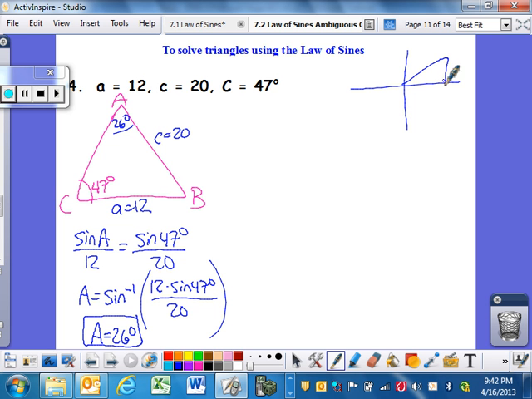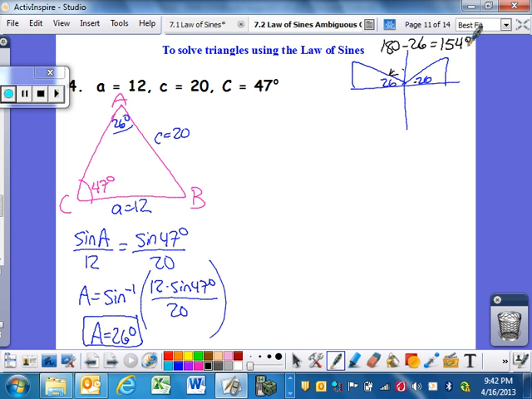If I know that my original sine was 26 degrees, sine is also positive here. Well, what option do I have from home base? My other option to use is 180 minus 26, and that's equal to 154 degrees. Is that an option for me?